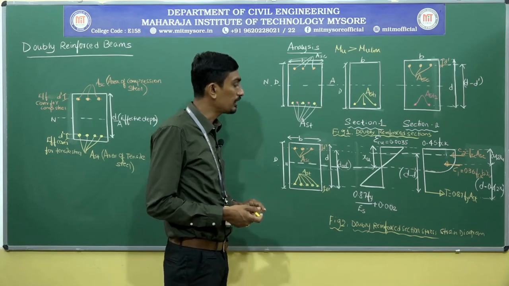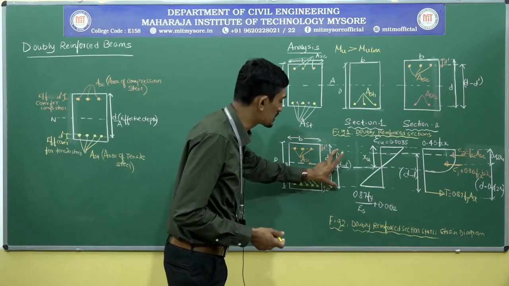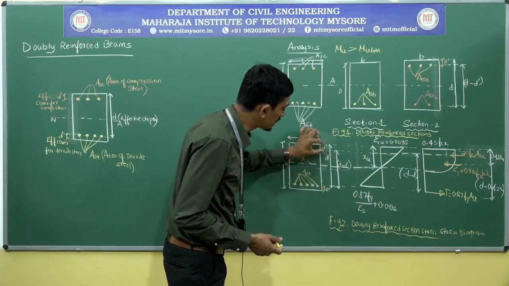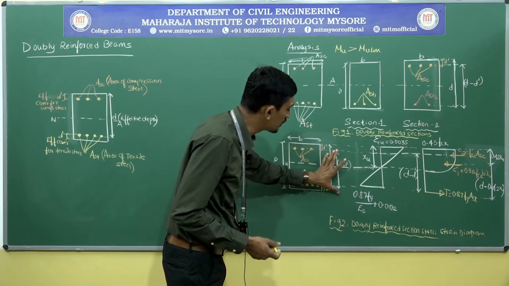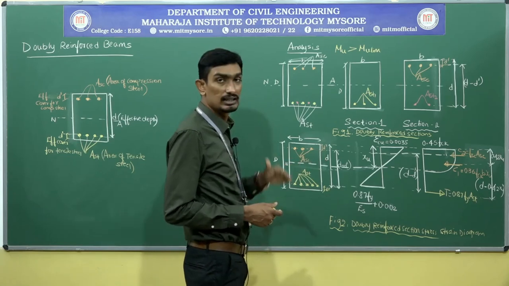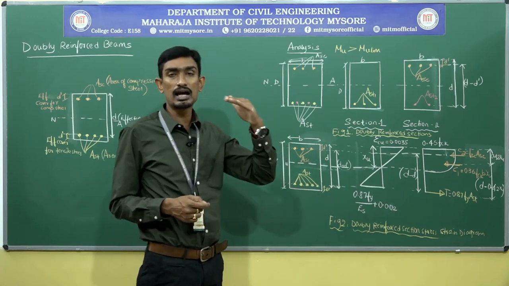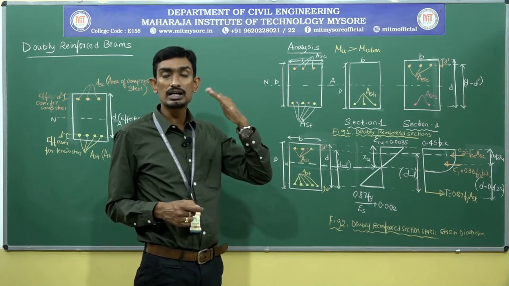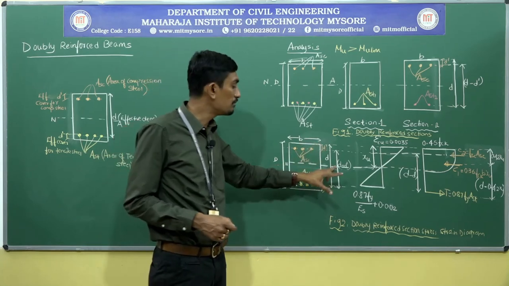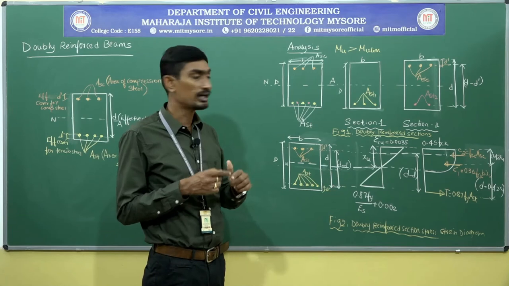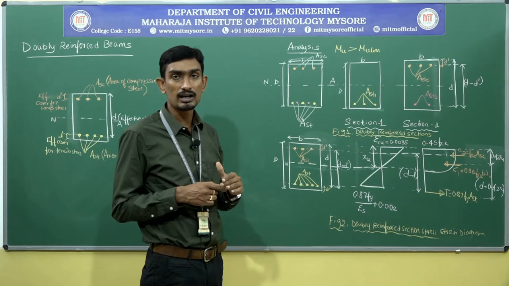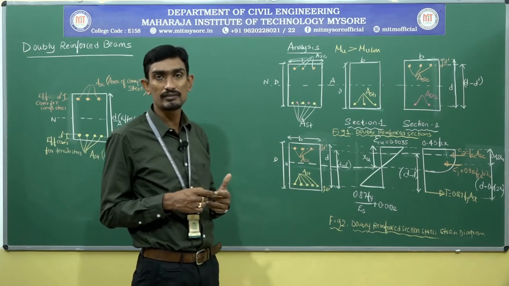In this, the variations will be as follows. If this is the overall depth, the overall depth minus effective cover will give you this d minus d dash distance. This d minus d dash distance is the distance between the centroidal axis of the compression steel and the centroidal axis of the tension steel. So based upon d minus d dash, the variations will change. The stress strain diagram will change. So let us see how exactly it will change.